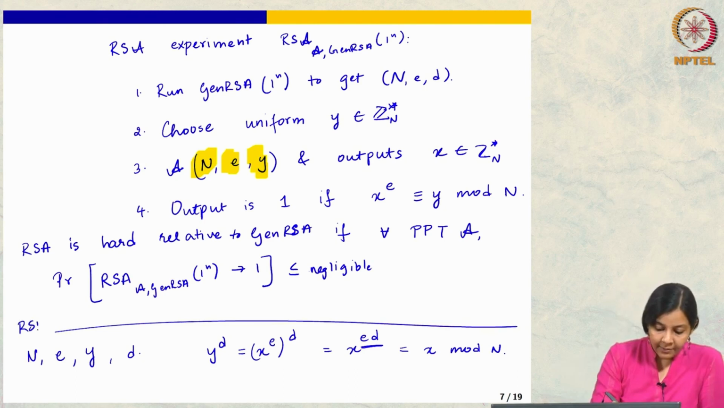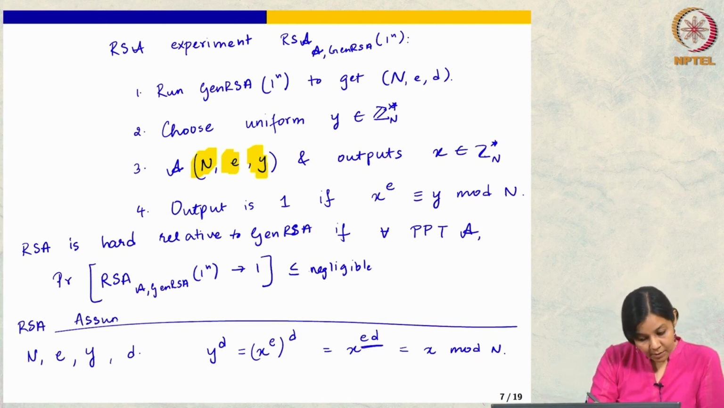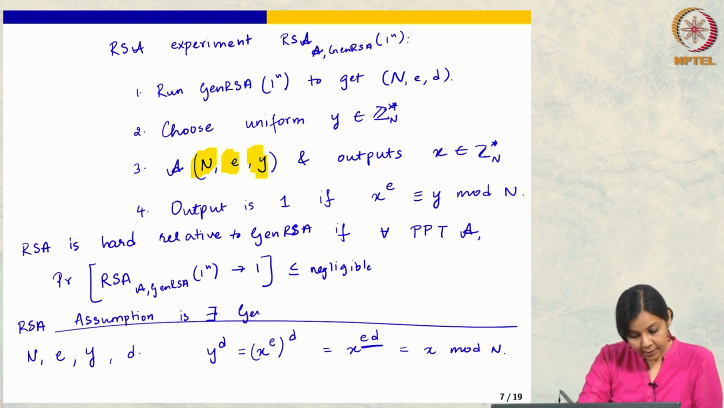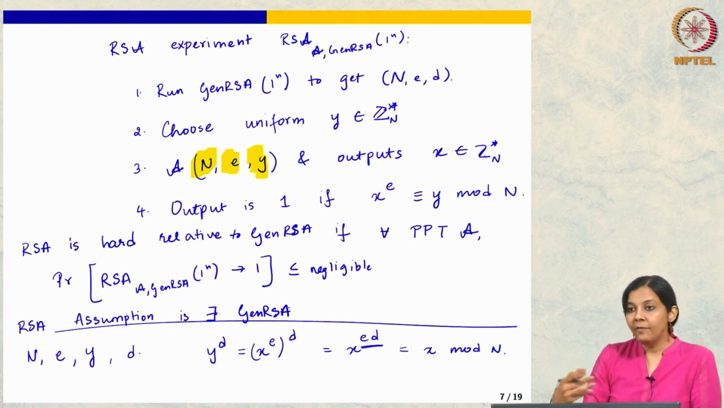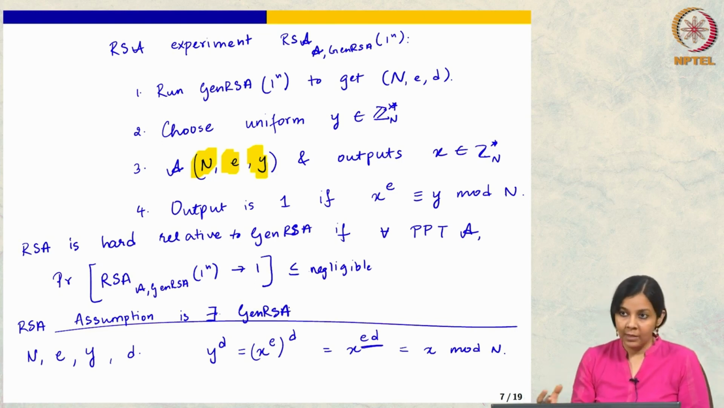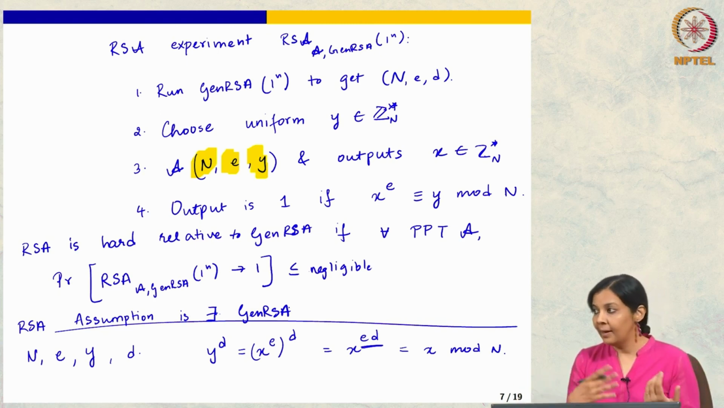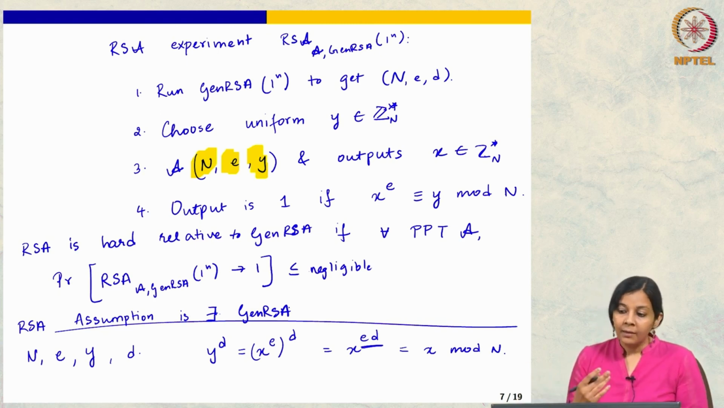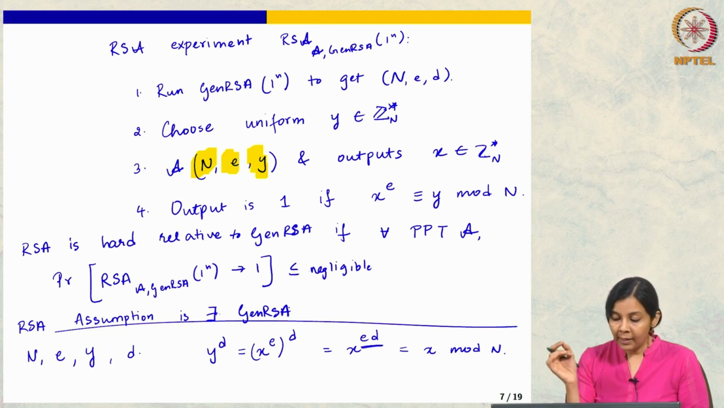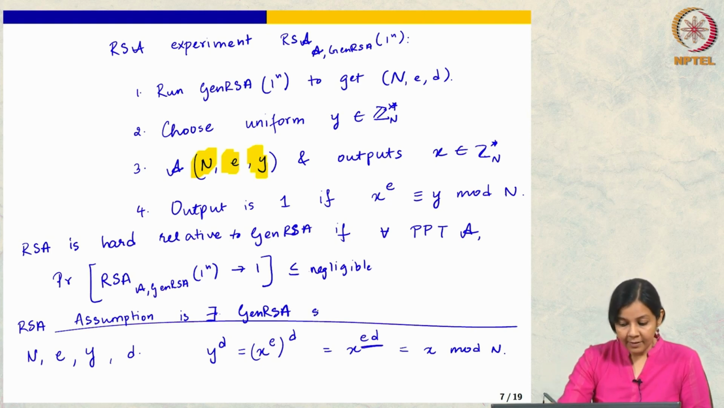And the RSA assumption is that there exists a Gen RSA. That means there should be a way to generate these RSA objects, the N and the E in this case. In fact, what does Gen RSA give? Not only N and E but also D. So there should be a way for me to generate this so that the problem is hard. There exists a Gen RSA relative to which the RSA problem is hard.